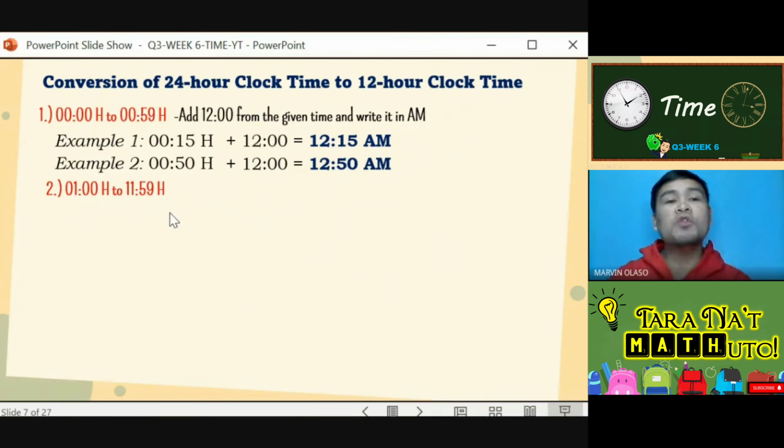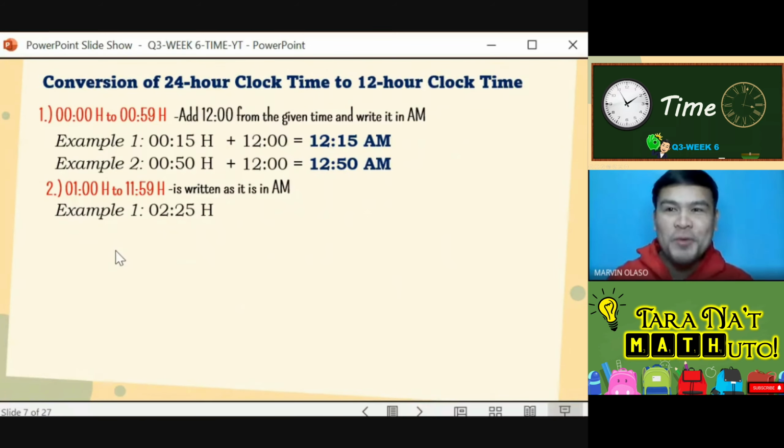Ayan. Now, ano naman ang ibig sabihin starting from 100 hours up to 1,159 hours? Ano lang gagawin mo dyan? It is written as it is in AM. Ito yung mga katumbas ng AM. Example number 1, 225 hours. Just write as it is. So it's equal to 2:25 AM.